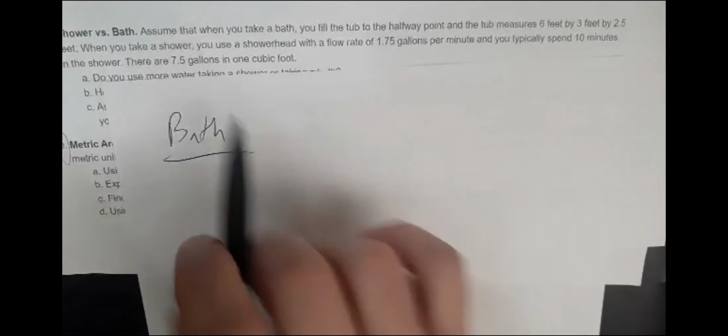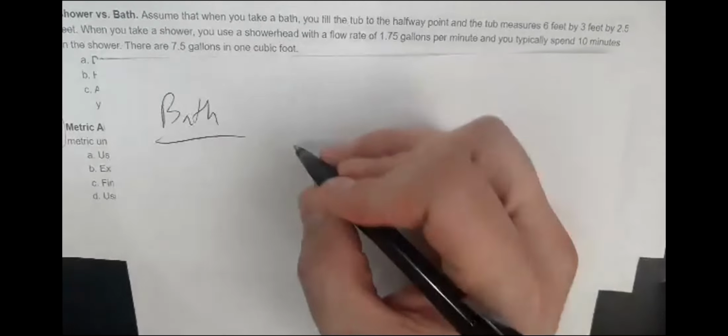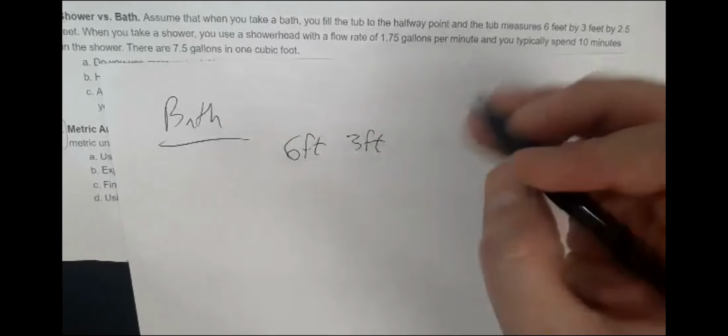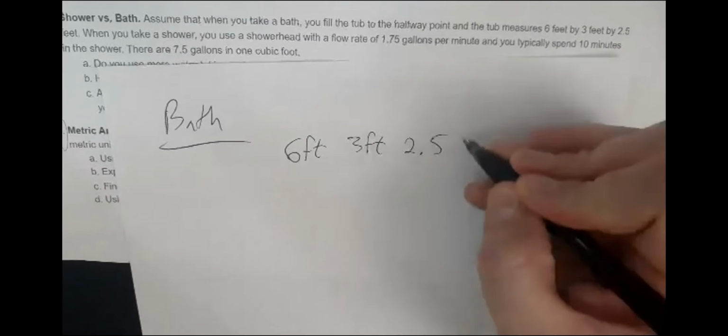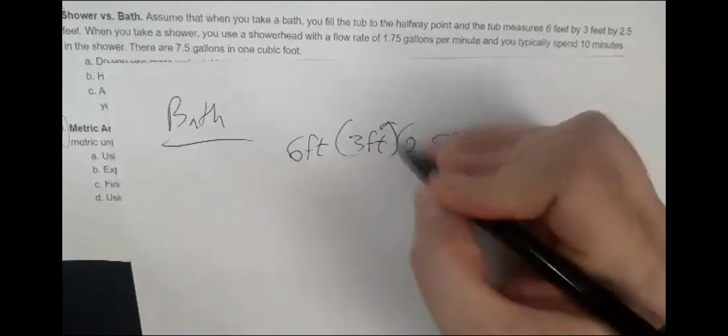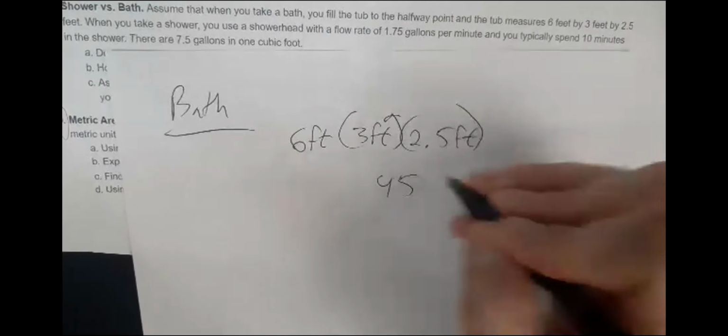or 7.5 gallons. There's a conversion factor of 7.5 gallons in 1 cubic foot of water. So we want to know cubic feet of water. Multiply 6 feet by 3 feet by 2.5 feet. Is that what it says? It's like half cut off. Who did this? Horrible. Okay. The whole bath is going to be 45 cubic feet.